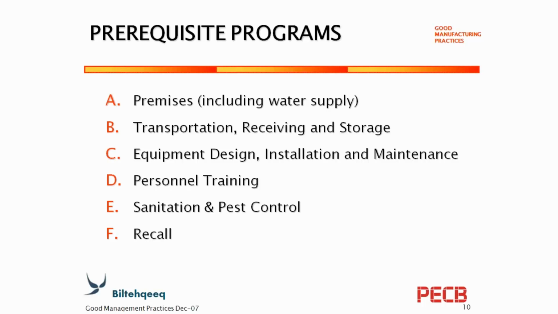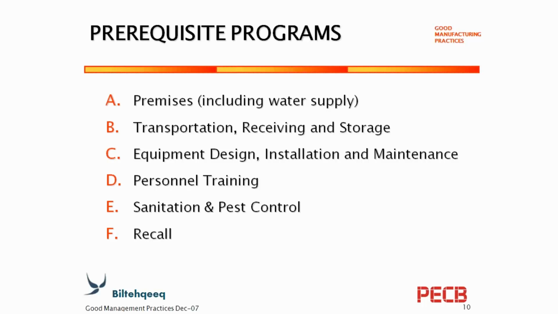The next is sanitation and pest control. Where you are processing the food, it should be very clean, and there should not be any chance of pests or rodents entering by doors, windows, or any other opening. So you have to ensure that where you are processing the food, a proper rodent and pest control is well implemented.